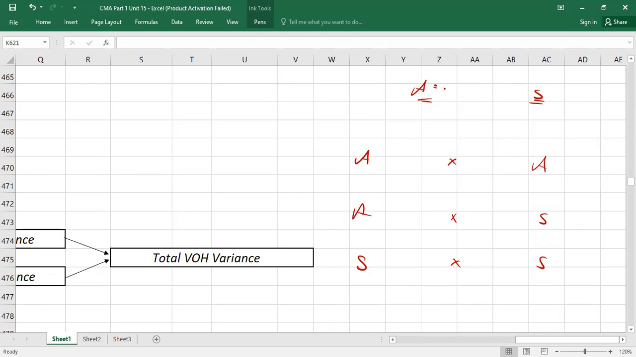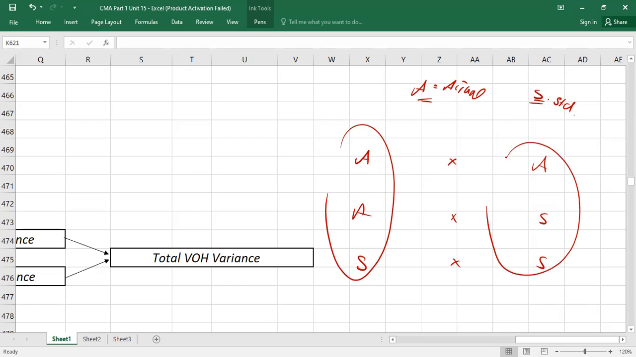Okay. Actually, A stands for actual. And S stands for what? Standard. Budgeted, you can say. So here we go. We have two columns now. This is the first column, I would say. This is the second column.